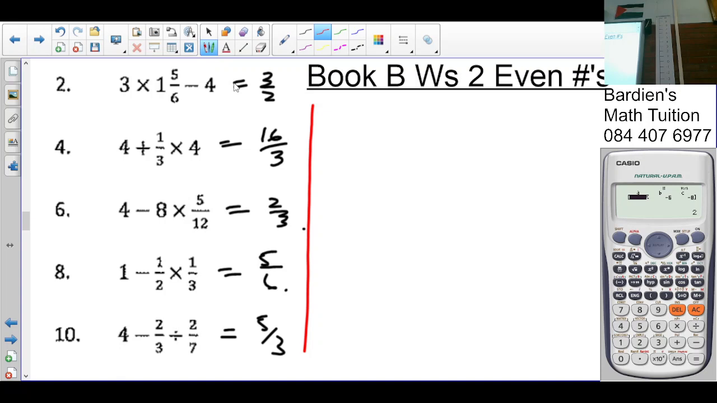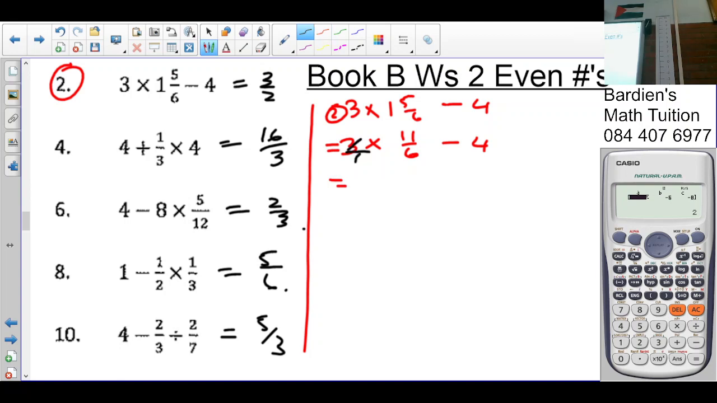Yes? Okay, no problem. So it's going to be 3 times 1 and 5 over 6 minus 4. Right, go for it, Michael. I said 3 over 1. Yes. 11 over 6 here, minus 4. Right? And I said 11 over 2 minus 4 over 1, that's correct. So you 3 going to 3 once, 3 going to 6 twice. 11 over 2 minus 4 over 1.